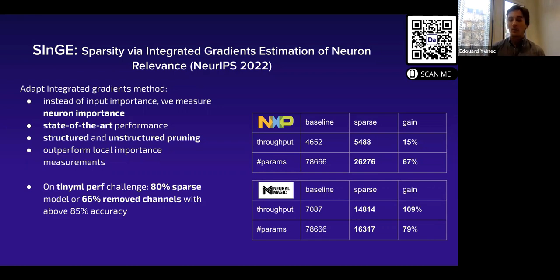So if you're not familiar with this one, there are several tracks. We focused on the one with the ResNet 8. So here you have a ResNet 8 that is trained on CIFAR-10, and what you want to do is compress it and remain above the 85% accuracy threshold.